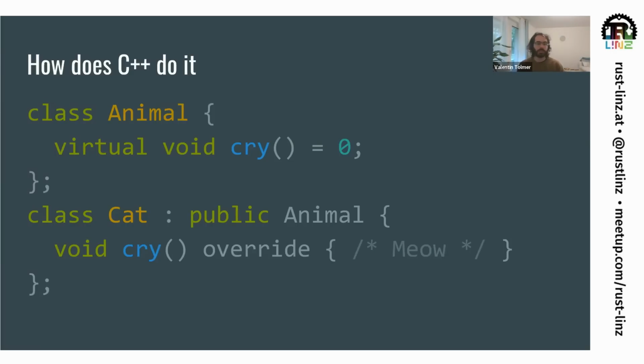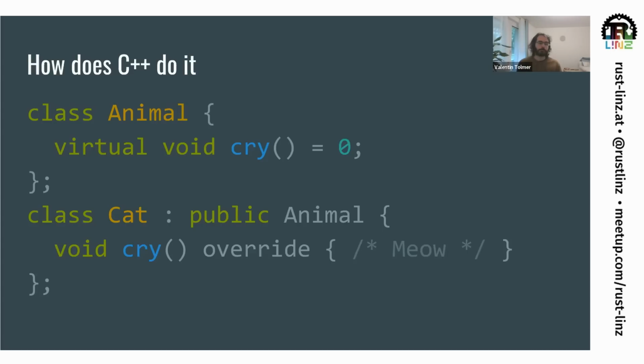So in C++, you would do a similar thing to Java. You would have a class animal that has a virtual method that is not implemented here. That's the equals 0. And it's abstract only because it has an equals 0 method. And then you would write a class cat that inherits from animal and override the method cry to say when a cat cries, it goes meow.